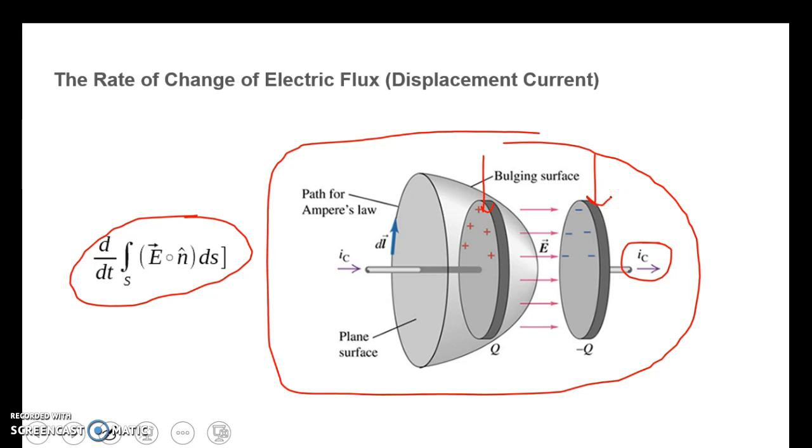The electric flux change happens when the capacitor is charging or discharging. The electric flux change is calculated by integrating electric field E over the bulging surface which is bounded by the enclosed path C. Okay, so this is the path of our C here. And then take the derivative over time. And that's where all of this comes in to kind of explain this.